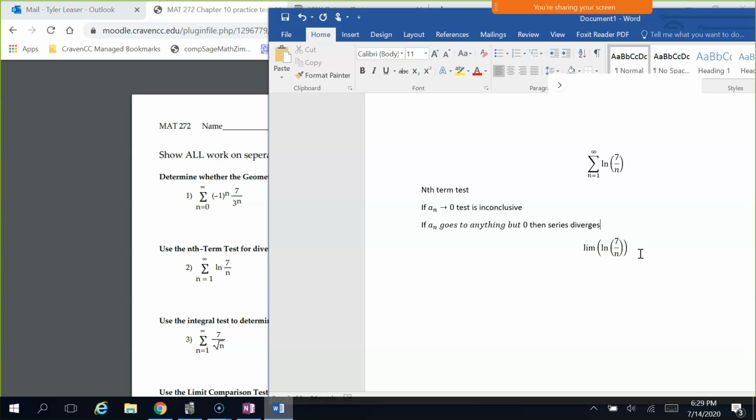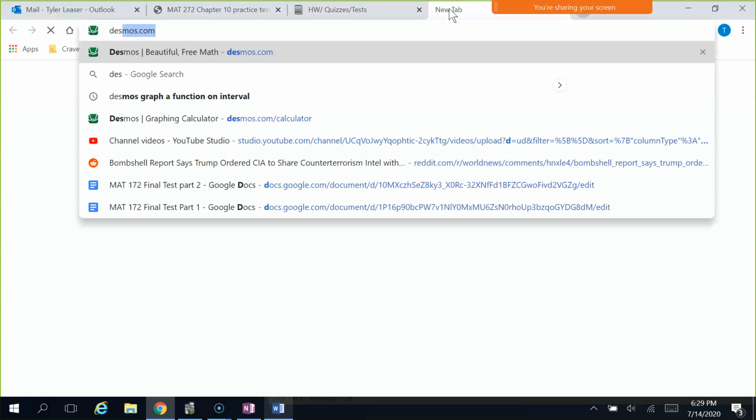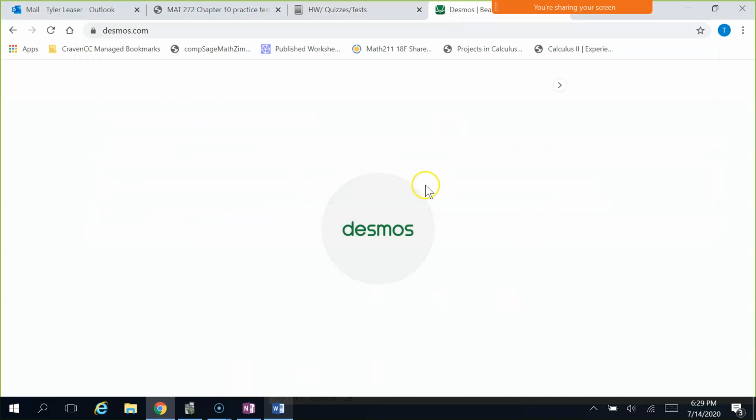L'Hopital's rule is not really going to work here because you don't have a ratio or a fraction with a 0 or infinity on top and bottom. I think the best thing to do for this example would be to graph it and look at what the graph of natural log 7 over n goes to as n goes to infinity. So I'm going to go in Desmos. Of course, you could just do this in your graphing calculator.